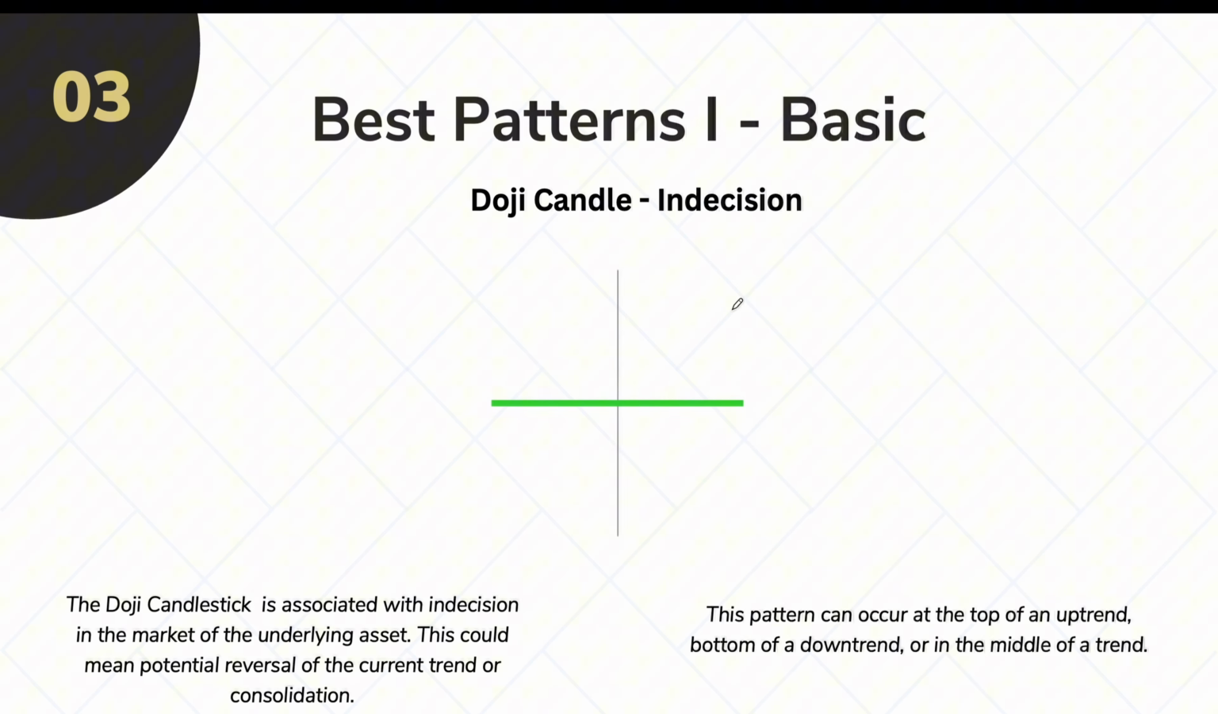The third pattern I want to discuss is a doji candle, and that's an indecision candle. So what price did here? Opened, went lower, then it went higher, and it closed at exactly the same or close to the same level as it opened. Bulls and bears, so buyers and sellers, are indecisive, so there is a little balance between them.